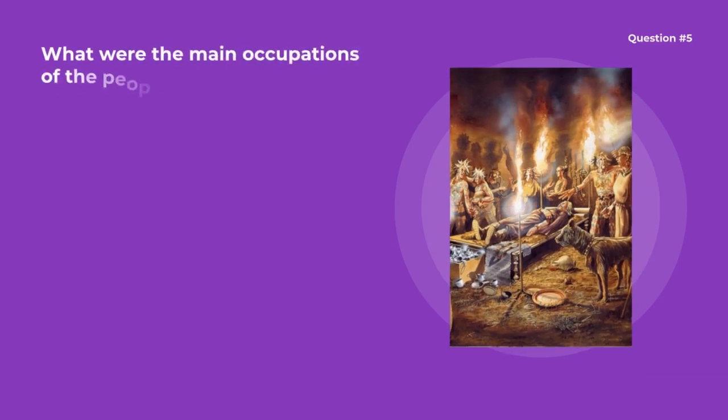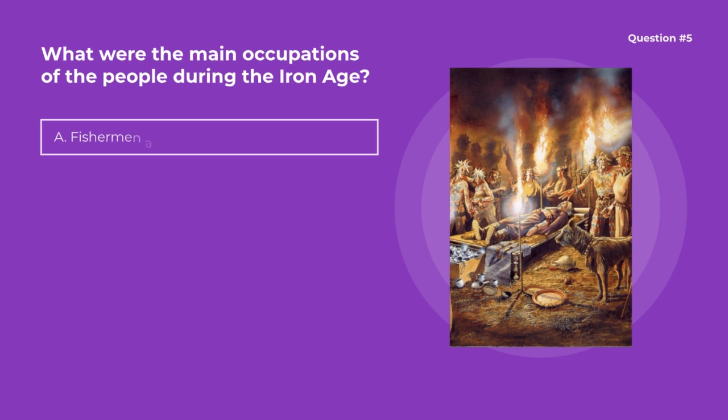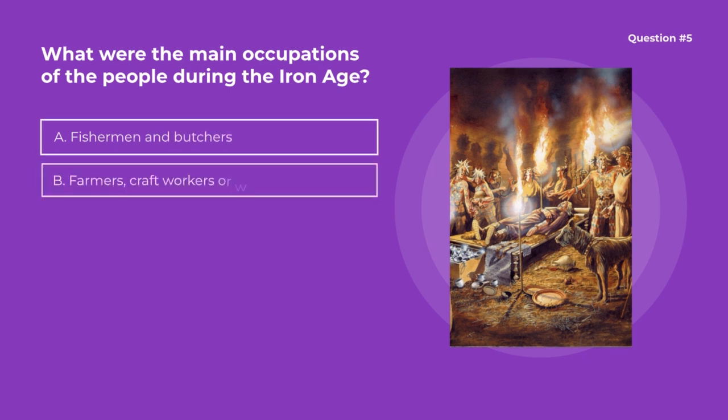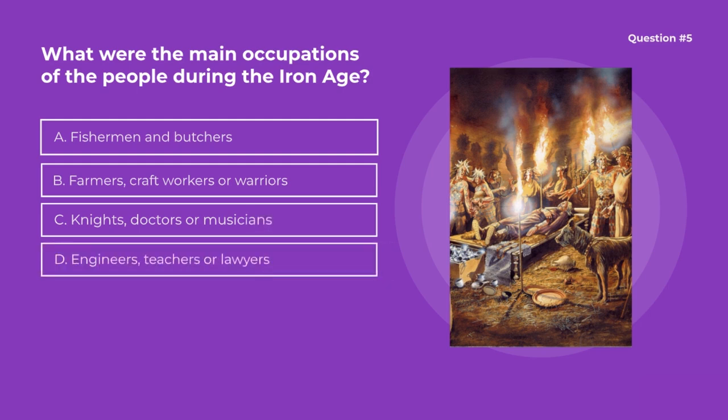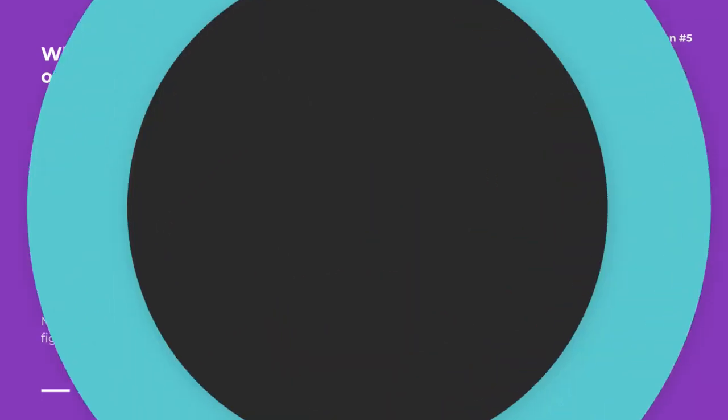Question number 5. What were the main occupations of the people during the Iron Age? Options are A. Fishermen and butchers, B. Farmers, craft workers or warriors, C. Knights, doctors or musicians, D. Engineers, teachers or lawyers. Correct option is B. Farmers, craft workers or warriors. Most Iron Age people were involved in farming, crafting or fighting.